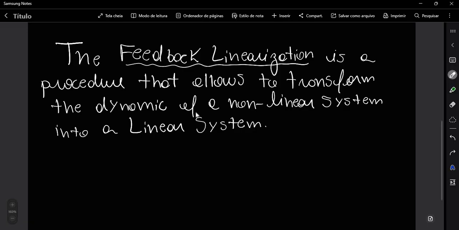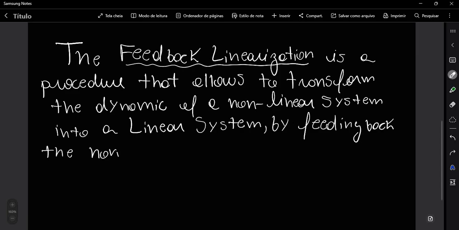By, I don't know if this is the correct term, feeding back. Let me see. Yeah, it's correct. By feeding back the nonlinear system.